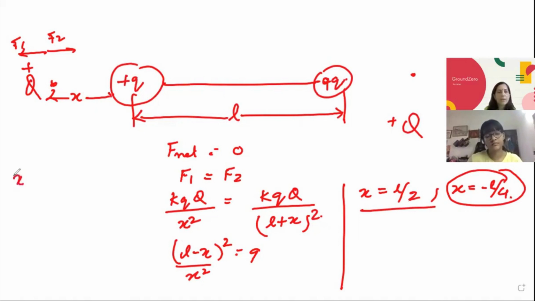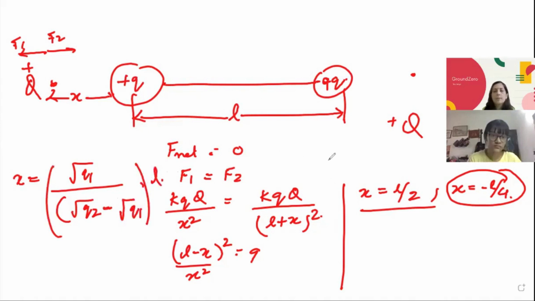For this also, there is a small formula you can directly use: √q1 / (√q2 - √q1) times L. Since the charges are different, plus and minus, there will be a minus sign. So these are the kinds of problems we'll be dealing with: how to get the system in equilibrium by adding a third charge.